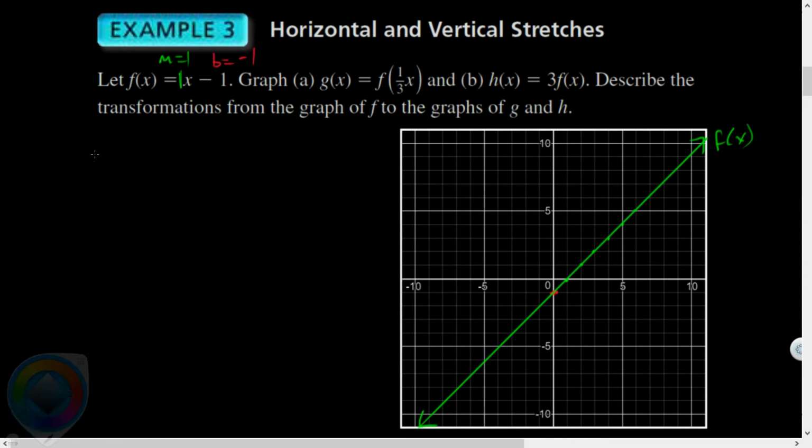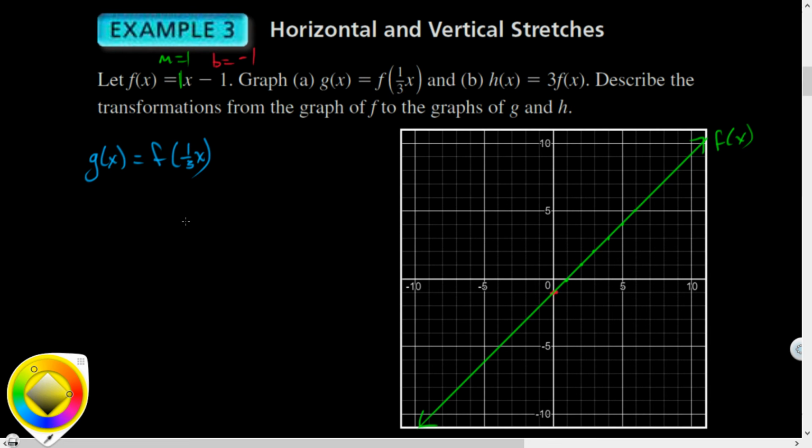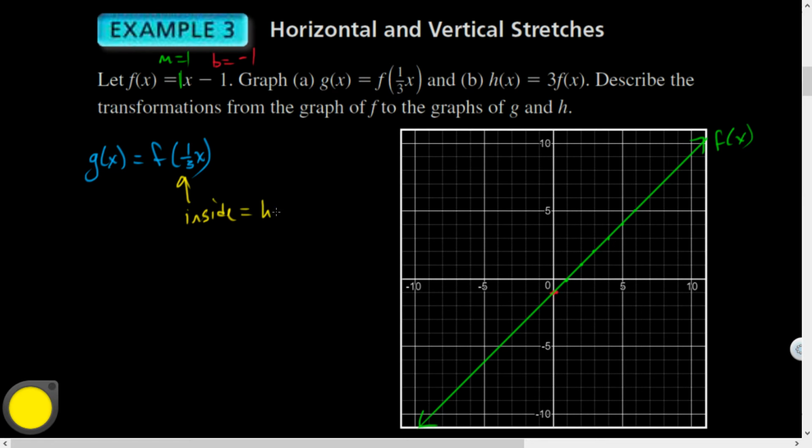That's right. So if I want to graph f of 1/3 of x, let's graph this one. This one will be blue, so g of x equals f of 1/3 of x. Because that's on the inside, inside means it will be a horizontal transformation. And because 1/3 is between 0 and 1, what does that tell me?